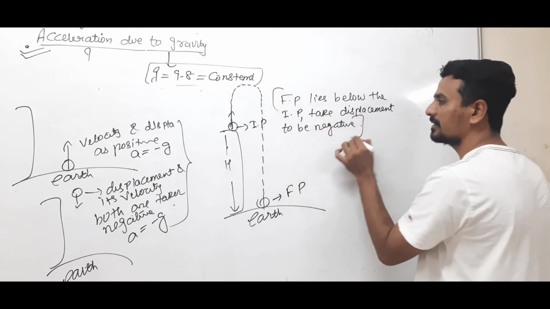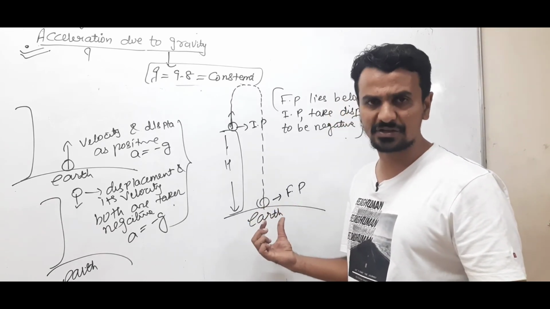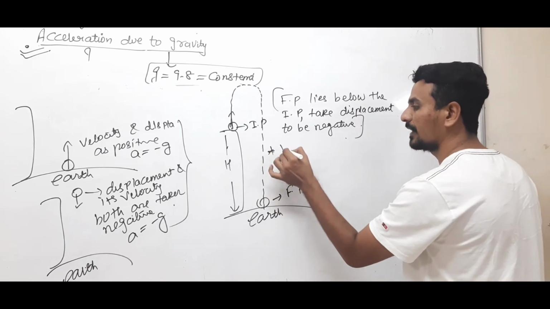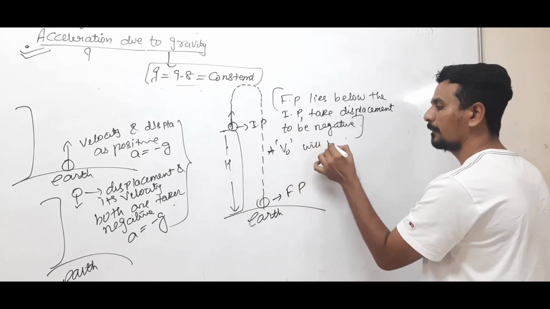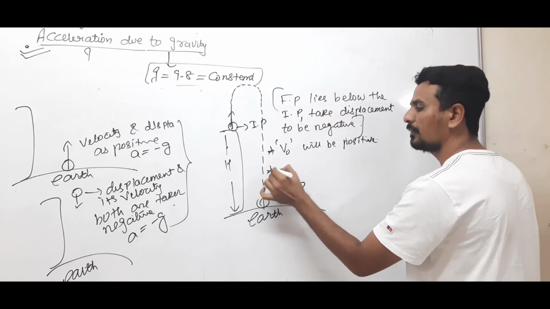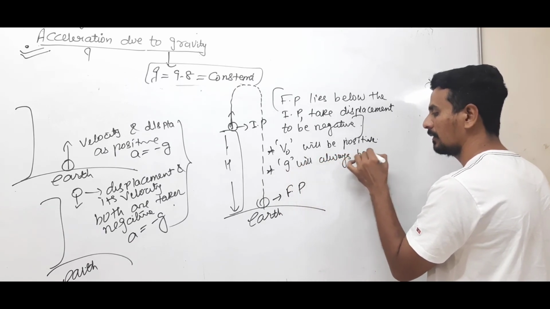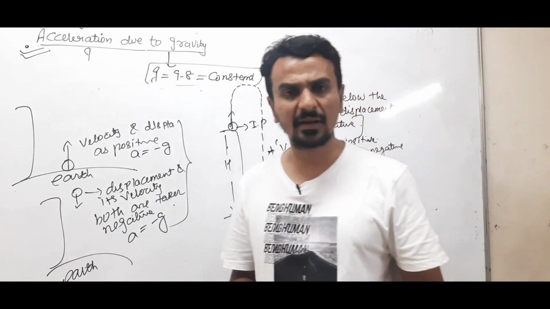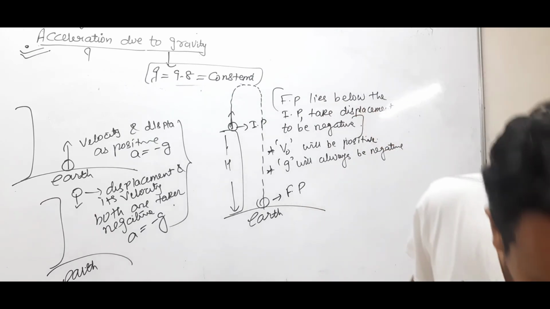This is an important point. This should be noted that if the final position of the object lies below the initial position, take the displacement of the object as negative. And here, take the initial velocity, you are throwing in upward direction, so v0 will be positive, d will be negative, g will always be negative. Clear? Displacement will be negative, right? v0 will be positive and acceleration due to gravity will always be negative.